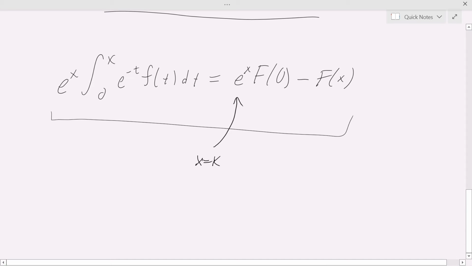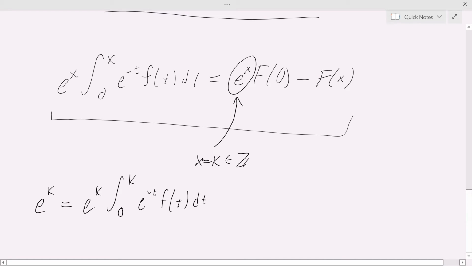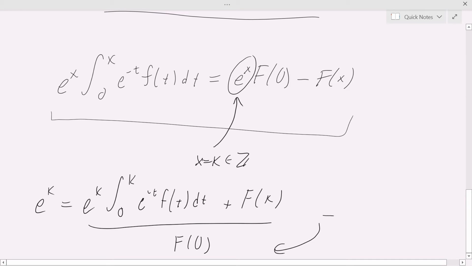We're just going to replace it with k to be suggestive of the fact that we want an integer here now. Solving for this e to the x right here, this power of e, we'll have e to the power k, because we're replacing x with k, and that's equal to e to the k times the integral from 0 to k of e to the minus t times f of t dt, plus f evaluated at k, divided by f evaluated at 0. You do need to be careful that this denominator is non-zero. As we'll see later on, it will be non-zero, so this division is totally safe to do for our purposes.